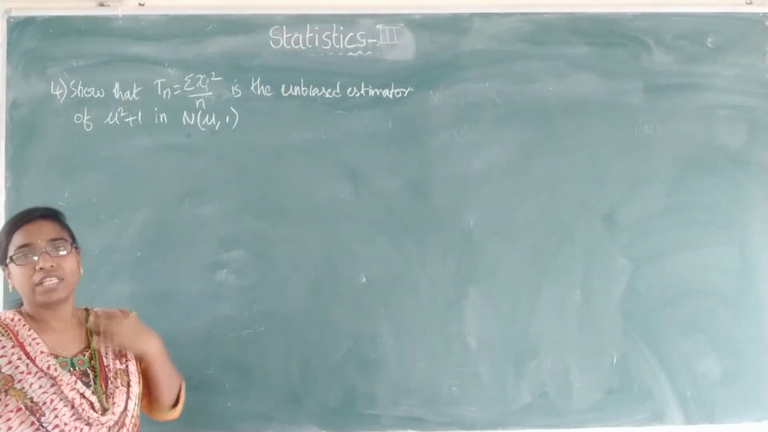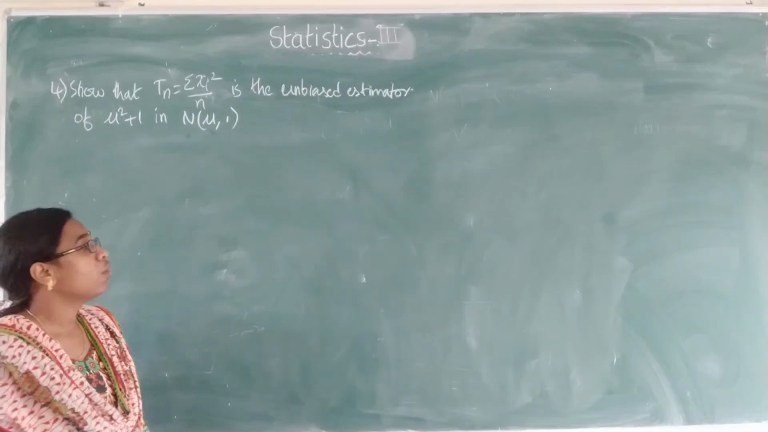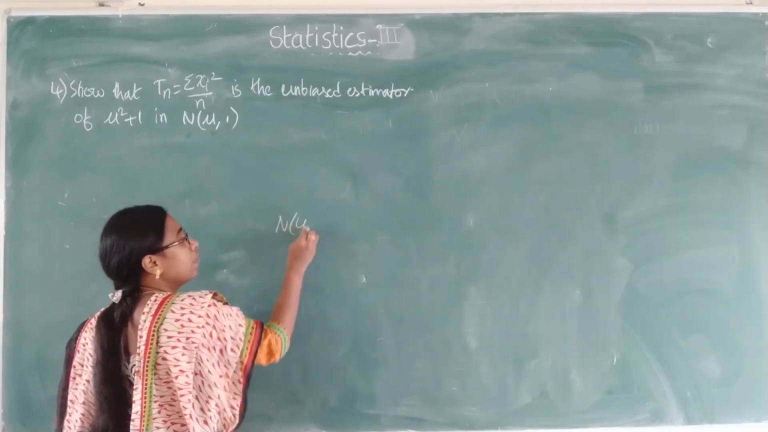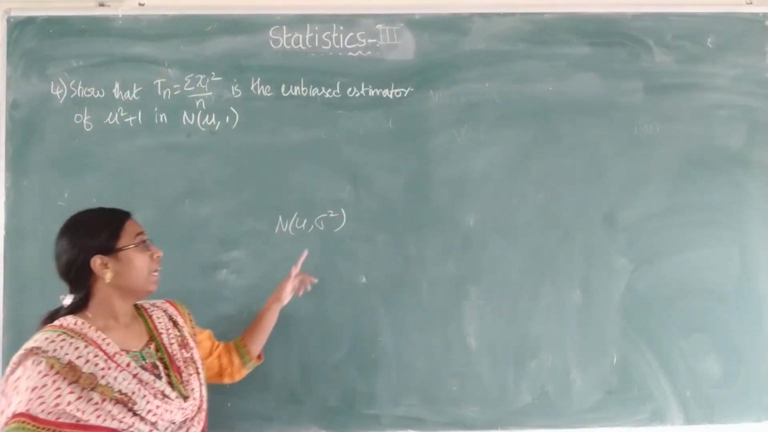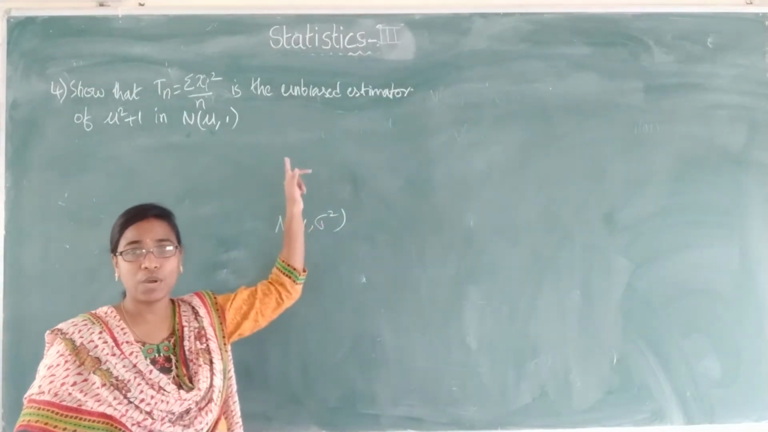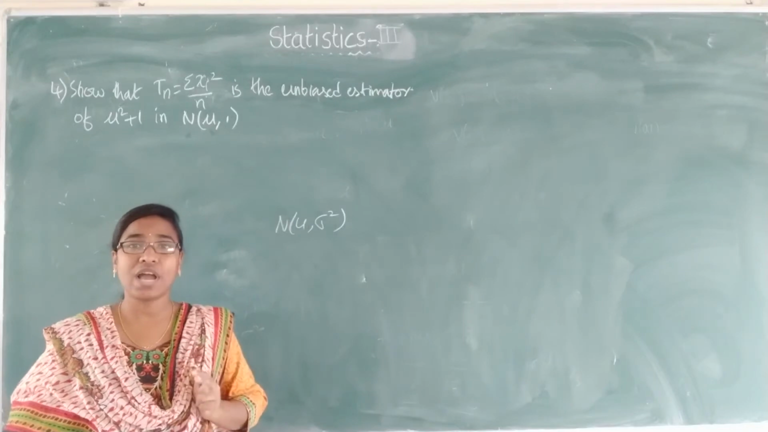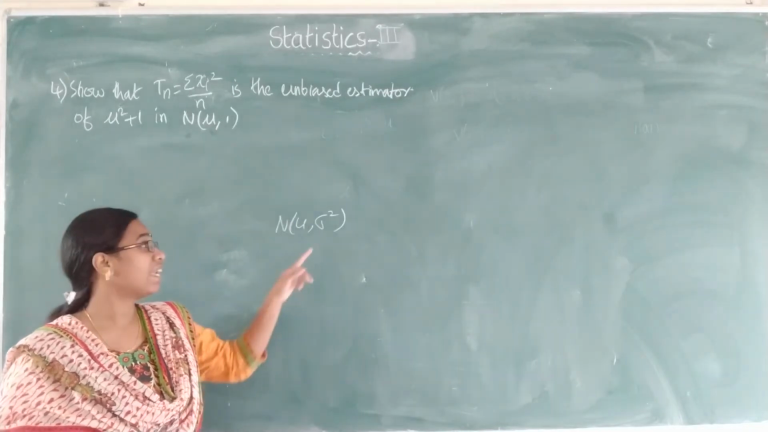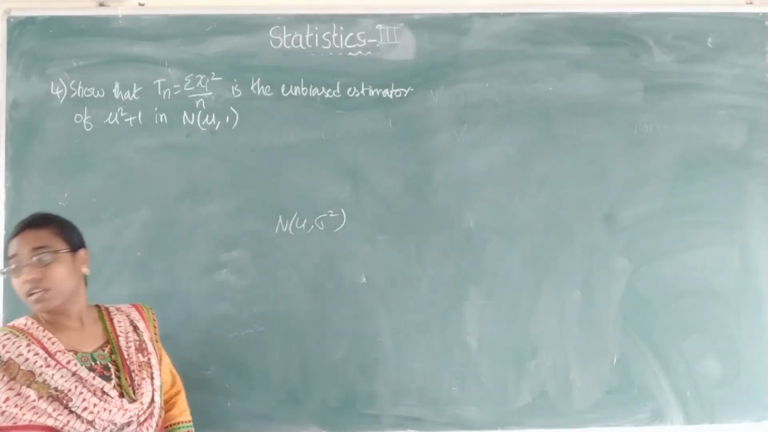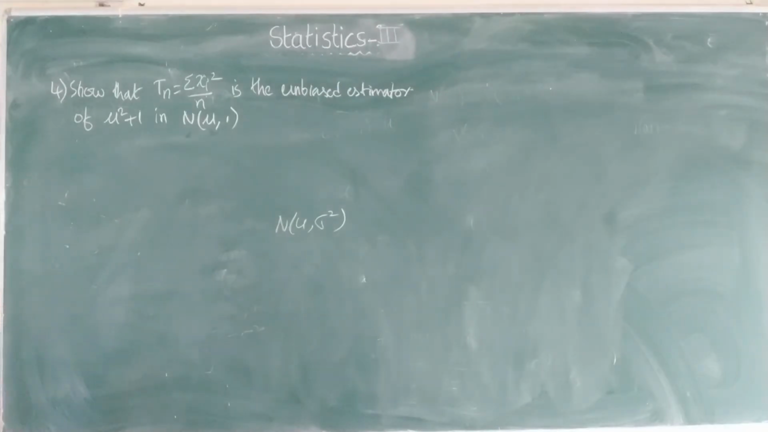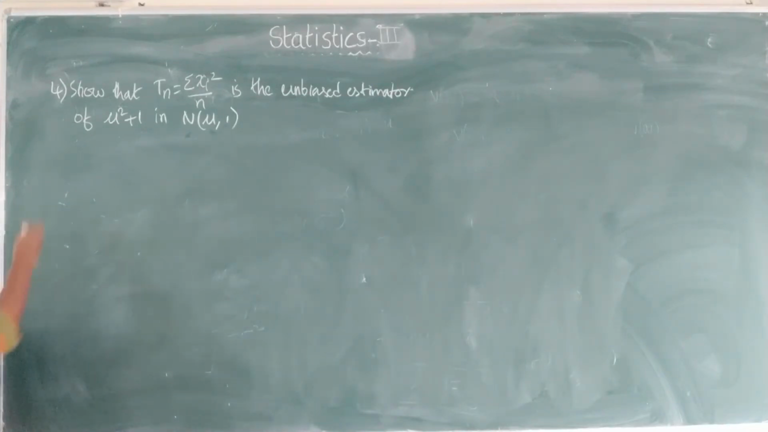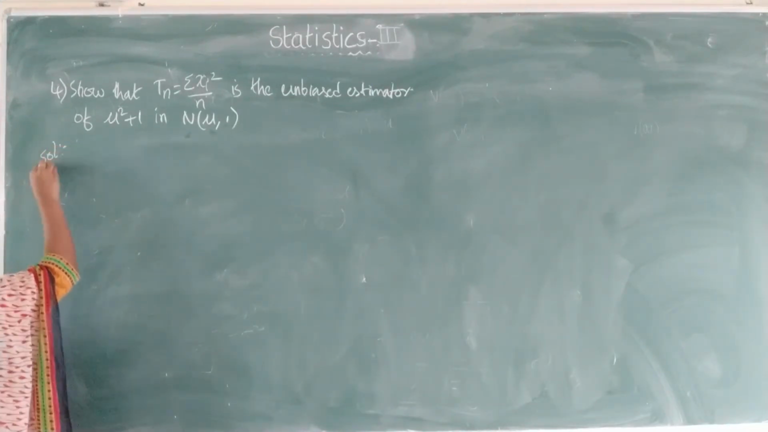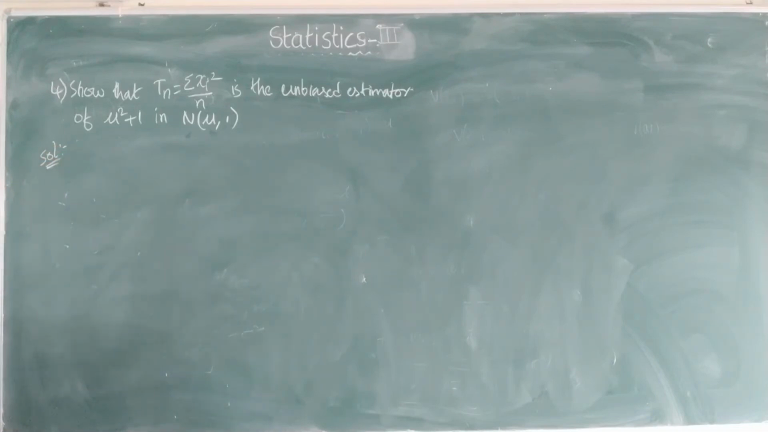Generally, how do you write the normal distribution notation? Normal with mu comma sigma square. So the mean value is mu only, and in place of sigma square we have 1. That means the variance of xi is given as 1. So by using this data we are going to find the unbiased estimator for Tn, where Tn is given as summation xi square by n.